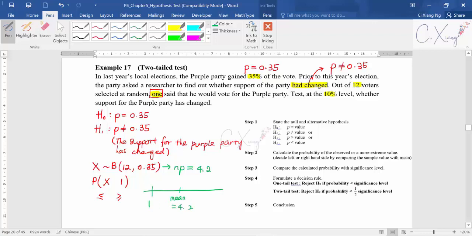So 1 is before the 4.2, so you want to calculate the area here. That means the sign for this part will be smaller equal to. To calculate the probability, smaller equal to 1 means that you start from 0 until 1. So 12C0, 0.35 power 0, 0.65 power 12, plus 12C1, 0.35 power 1, 0.65 power 11. What is the probability that you get when you press the calculator? You should get 0.0424. Again, this is your p-value.